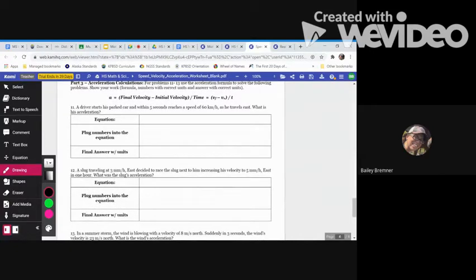So you'll notice we have a different formula here. We have A for acceleration equals final velocity minus initial velocity divided by time. So just like I put on that PowerPoint, A essentially is going to equal change in velocity, so delta V divided by time. And that's another way to write it that takes up less room.